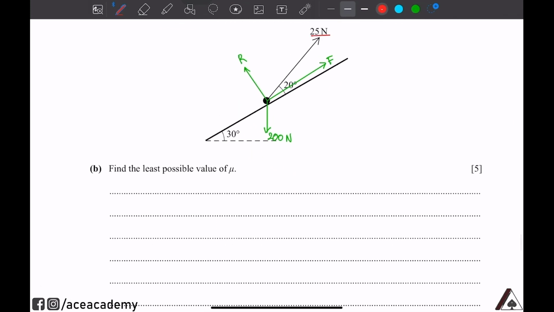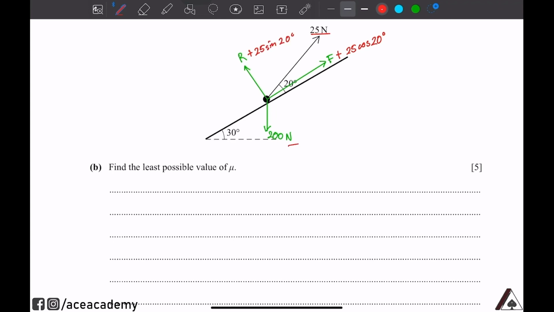First things first, let's resolve all the forces. Resolving, in this direction we have 25 cosine of 20 degrees, and in this direction we have 25 sine of 20 degrees. Now for the weight, in this direction we have a weight component of 200 sine of 30 degrees, and in this direction we have 200 cosine of 30 degrees.